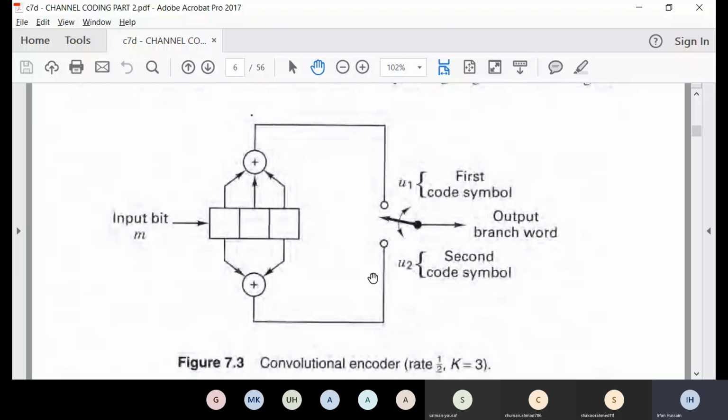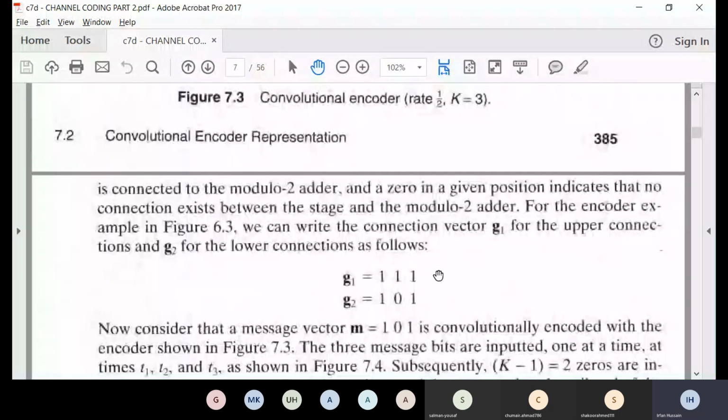And you can also define the connection vector as G1, which will be 1, 1, 1 because it was taking the input from all the three stages of your convolution encoder, while G2 will be 1, 0, 1. So you can calculate the output.